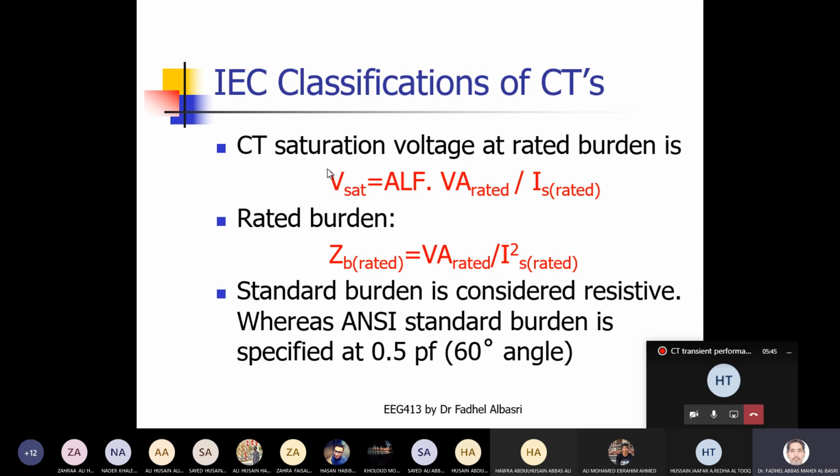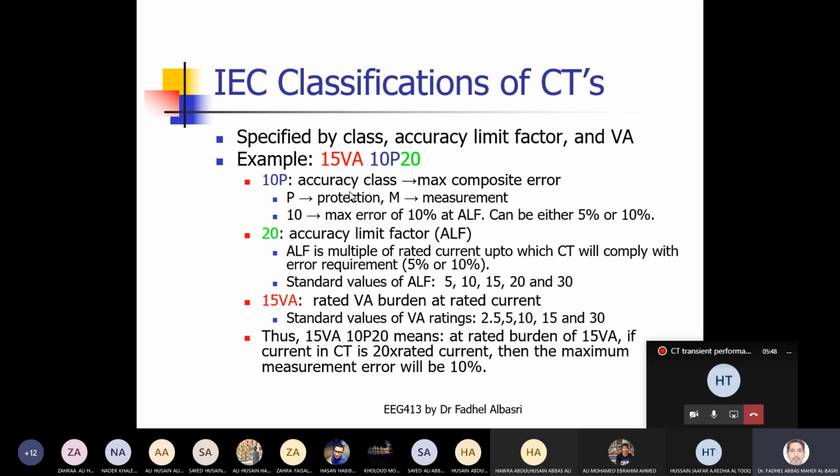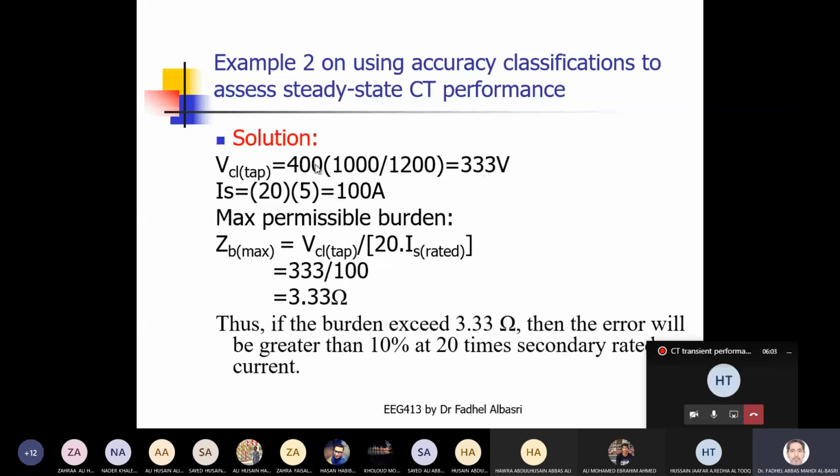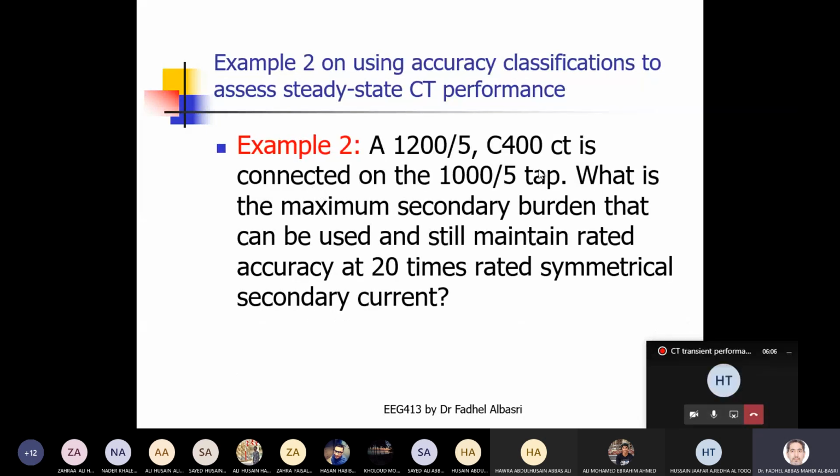So what is the equivalence between IEC class CTs and IEEE class CTs? In the IEEE, they classified the voltage class like C400. In this case C400 is the voltage class. What was the error? 10%, which is only one option. And this voltage is defined at the rated burden of 4 ohm at 20 times rated secondary current, which is 20 times 5. And this is the maximum voltage at the burden.